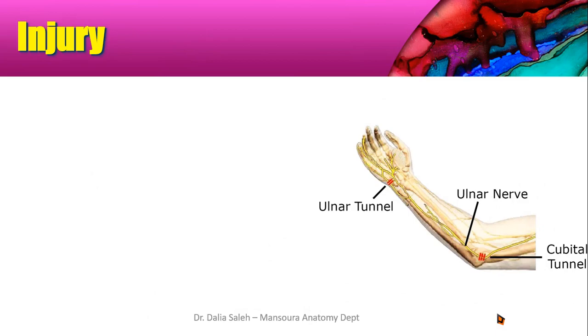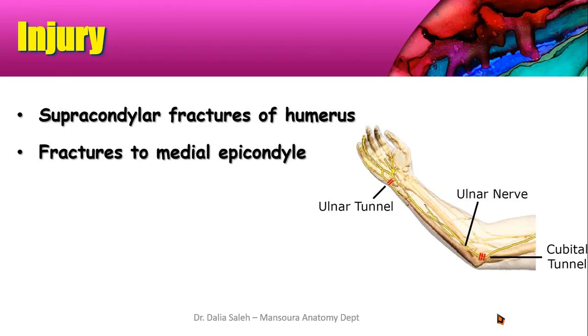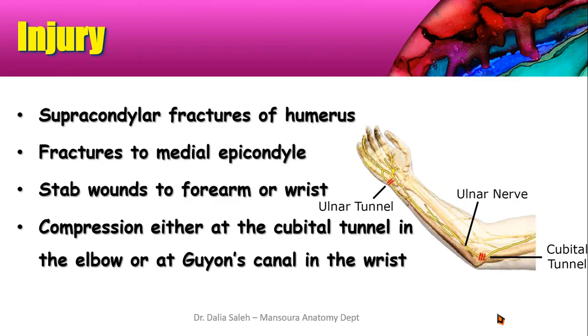Injuries of the ulnar nerve may be due to supracondylar fractures of the humerus, fractures of the medial epicondyle because it passes just behind it, direct injury by stab wounds in the forearm or at the wrist. Also, there could be compression of the nerve either at the cubital tunnel while it passes between the two heads of the flexor carpi ulnaris, or while it passes superficial to the flexor retinaculum but covered by a fascial sling. We call it the Guyon's canal.